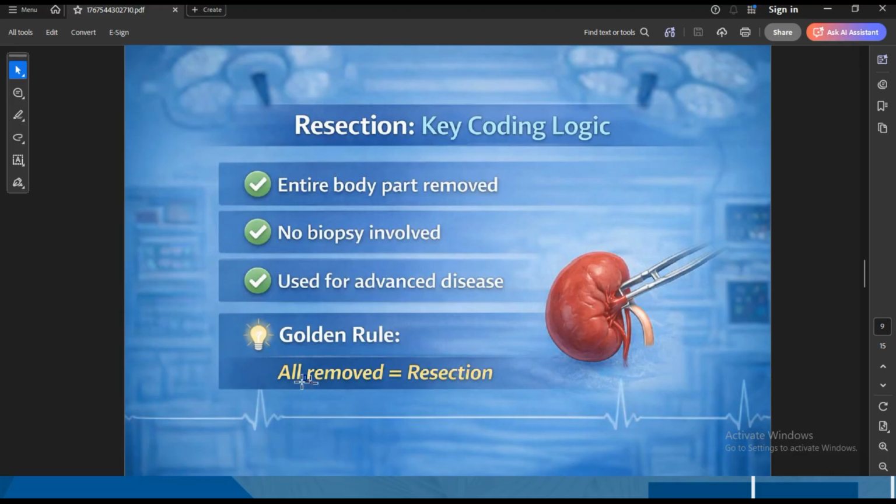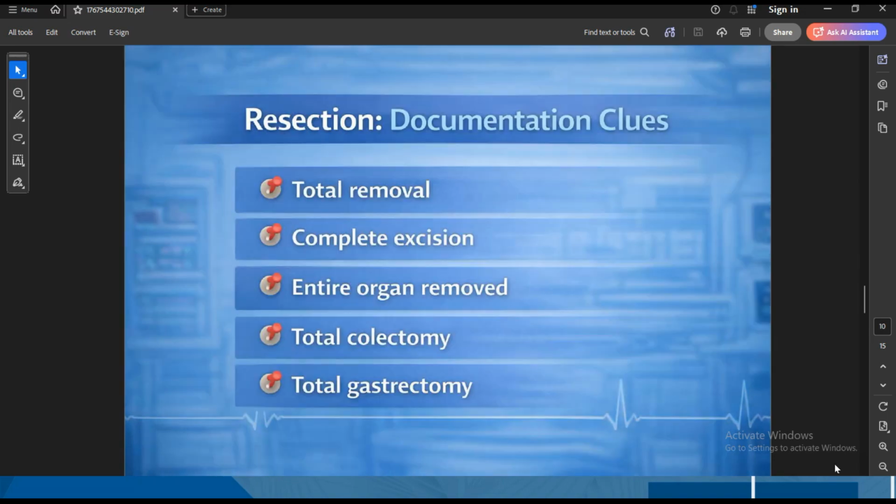Okay. So here what is important for you? All removed is called resection. Part removed is called excision. So here now we are learning about resection. So this comes under complete removal of the organ or disease process. Now we will see what are the keywords we need to check in the documentation in order to select the resection root operation. So the first one is total removal.